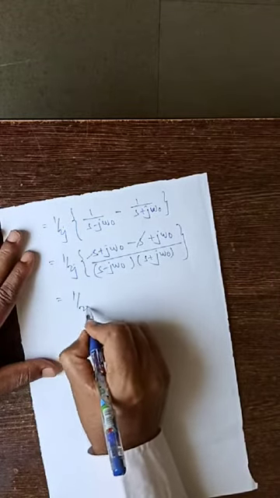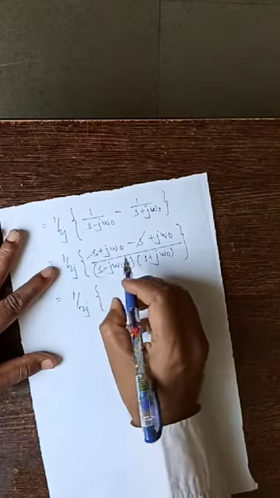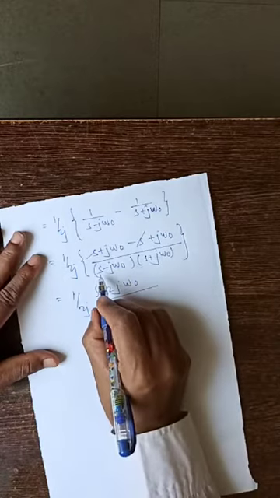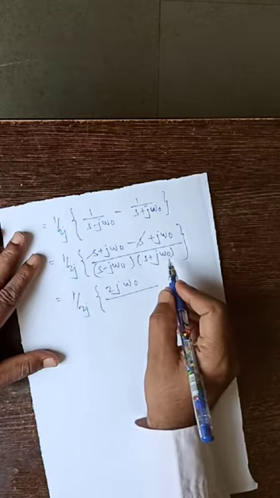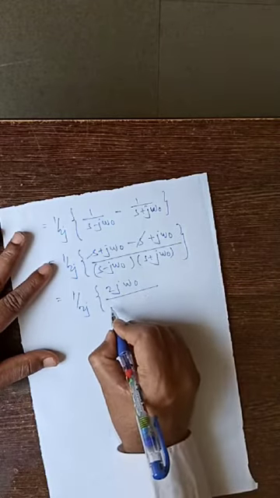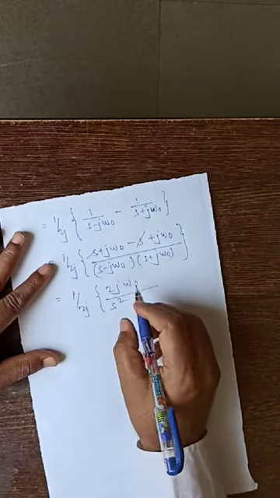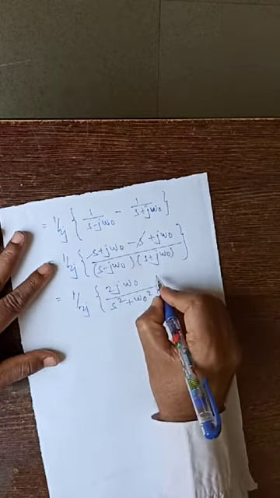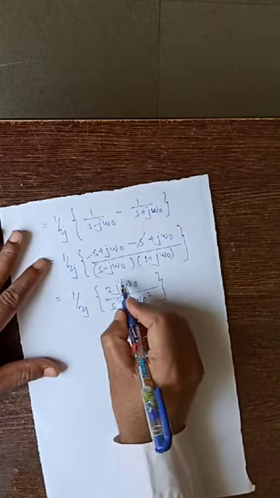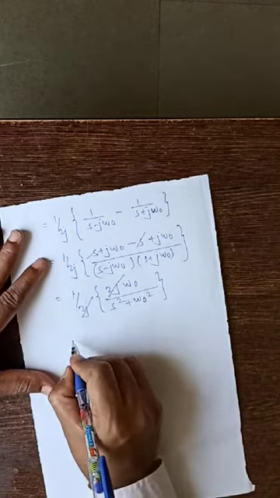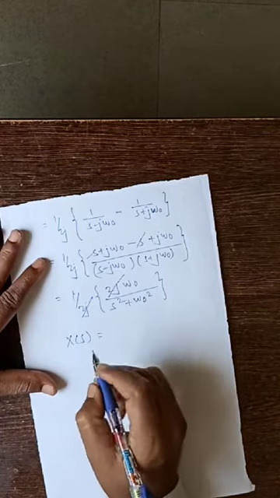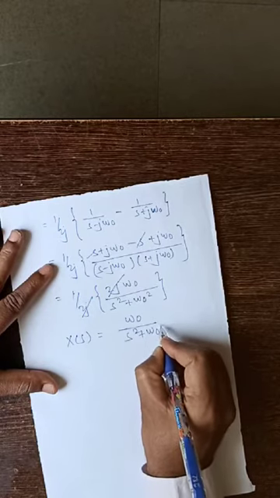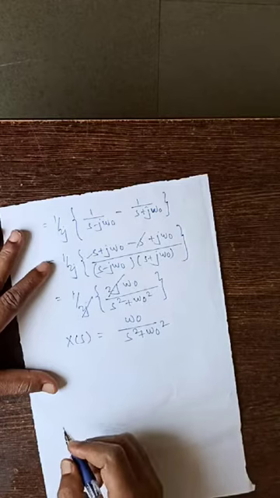So that is equal to 1 upon 2j into bracket, 2j omega naught divided by (a minus b) into (a plus b), that is a square minus b square. So a square is a square, j square becomes minus 1, into minus, so that is equal to omega naught square, a square plus b square. This 2j is going to be cancelled with this 2j. So X of s is equal to omega naught divided by (s square plus omega naught square).